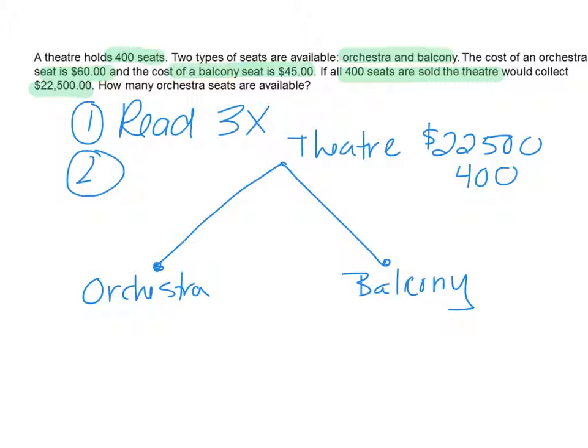Now we do know that the orchestra seats are $60 and the balcony seats are $45, and that there are a total of 400 in the theater. Now what I'm going to do on this diagram, I could also say let X equal the number of orchestra seats and let Y equal the number of balcony seats, but it's enough to do it in a diagram like this. It's a great visual to help you to be able to solve the problem when we go into the next step, and that is translate the information.